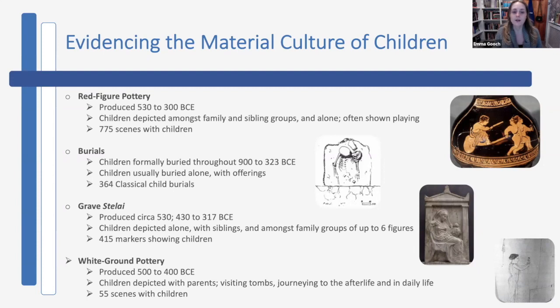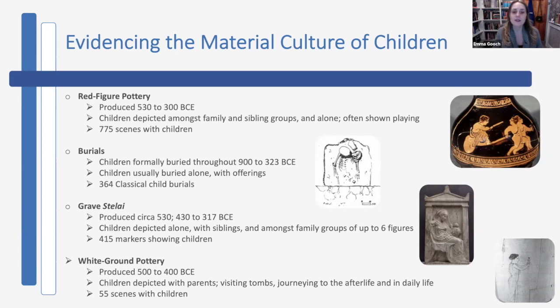Grave stelae marked graves, including the graves of children, around 530 and then between 430 and 317. The stelae showed children alone, when they had presumably marked children's graves, as well as with siblings and amongst family groups that incorporated up to 6 figures. The children often played with toys and animals, as they did on contemporary red figure vases. In total, I catalogued and analysed 415 stelae.